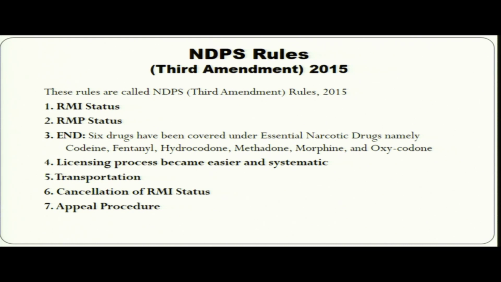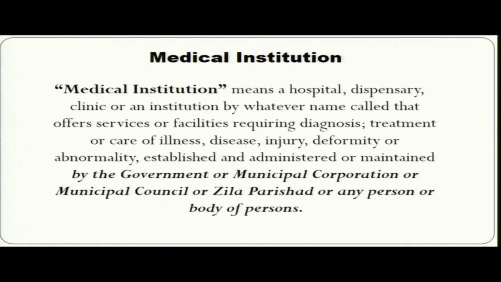Six drugs have been covered under essential narcotic drugs, namely codeine, fentanyl, hydrocodone, methadone, morphine and oxycodone. Licensing process became easier and systematic. Transportation has become easier. Cancellation of RMI status and appeal procedure are also covered. So, these are the advantages of the third amendment of the NDPS Rules in 2015.